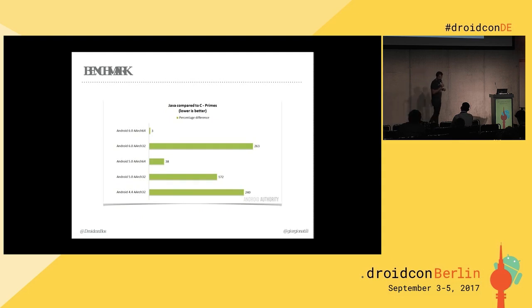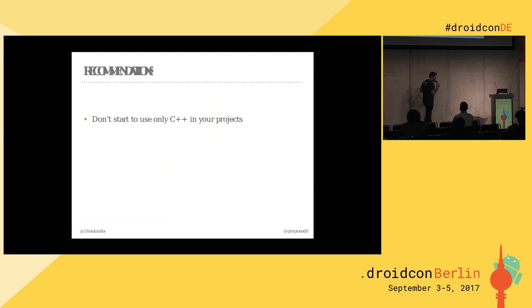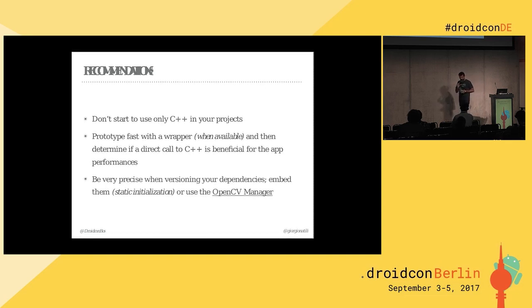with Android 6 and the new 64-bit architecture. And again, here you are simply doing some other math operation, it's even faster. But on all the other platforms, Android 4.4, 5, or 6 with a 32-bit architecture, it's 191% slower. So it's very important that you consider C++ seriously. But please, don't start using only C++. Prototype fast with a wrapper and then start to move everything to C++.